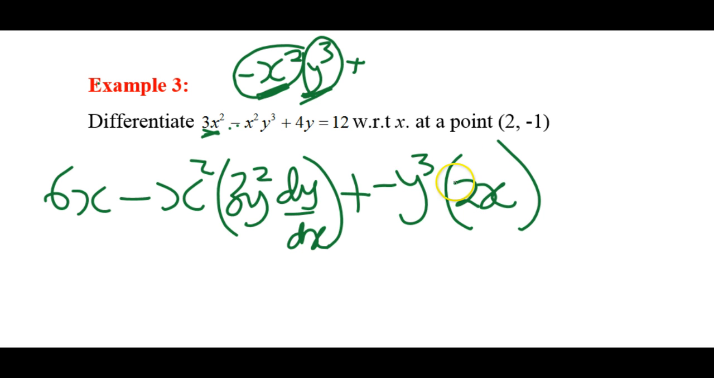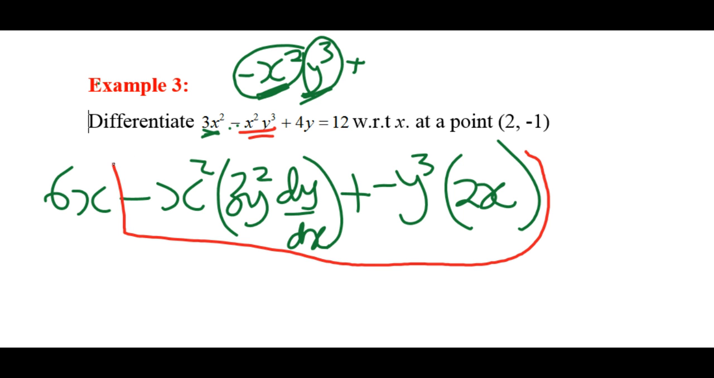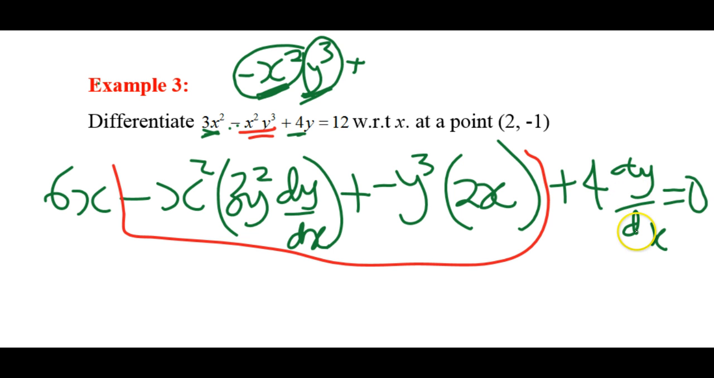So this part alone represents the whole of this part. Then we come to plus 4y. When I differentiate 4y, I'll get 4 dy/dx. Everything is equal to 0, because when I differentiate 12, I get 0 since it's a constant. So that is the first part of the differentiation.